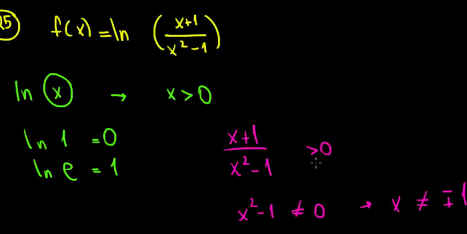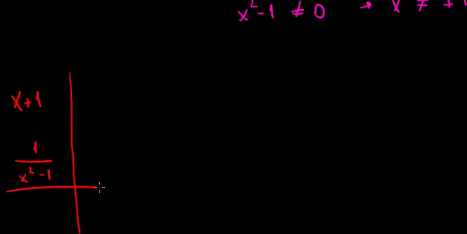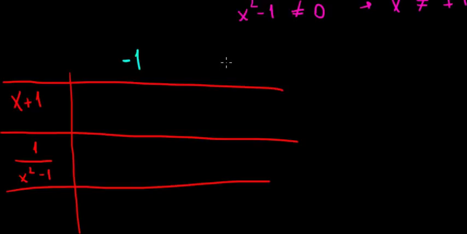So once we find that the domain has all the values except 1 and minus 1, and such that this division is positive, let's put them in a table and see what values we actually get. We have x plus 1, we have a division by x squared minus 1, and we will have a final result. So let's make it as a table like that. Now we have critical points: minus 1 and 1, which we cannot include.